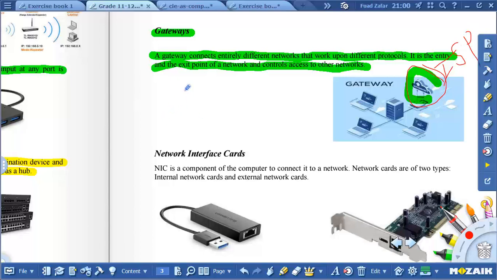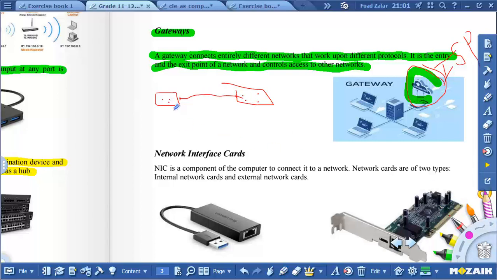Say you have two different networks. This is one. This is your first network, and this is your second. So at this point you will have a gateway here and another here. They're using different protocols, meaning each network has its different set of rules.